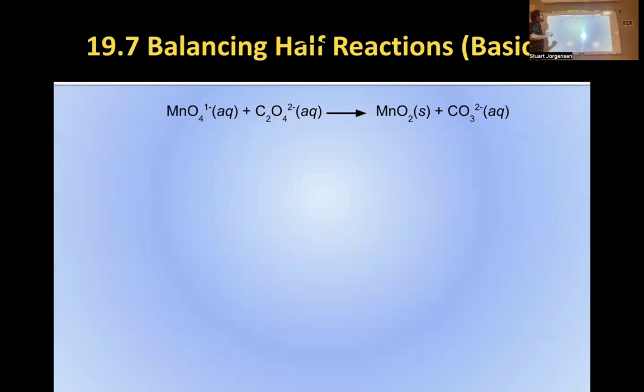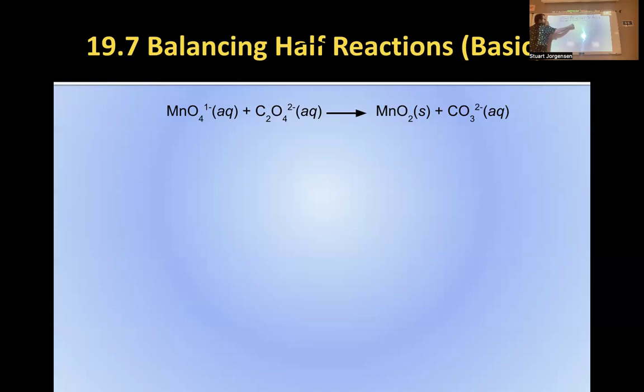What's happening to our manganese? Gaining electrons. That's our reduction. Getting reduced from a 7 plus down to a 4 plus. Going from 3 plus to 4 plus means we're losing electrons. We're getting oxidized. We found our 2 half reactions. Let's split them up. We got C2O4 2 minus change it into CO3 2 minus.